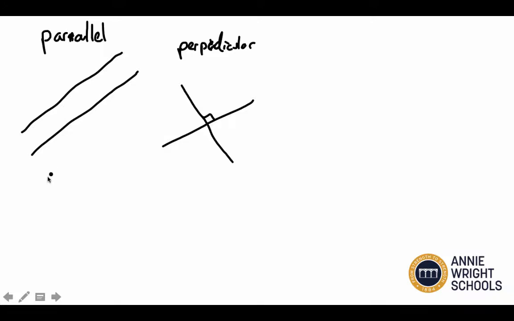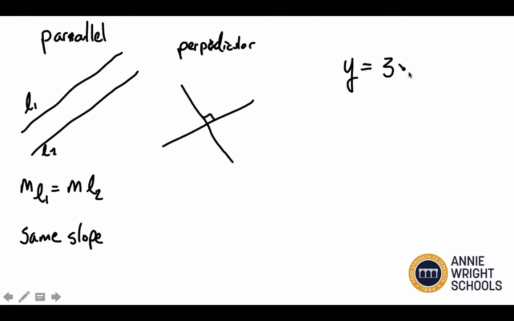And you just need to know that parallel lines, if this is line 1 and this is line 2, the slope of line 1 is equal to the slope of the second line. Parallel lines have the same slope. So if I tell you a line is parallel to y equals 3x plus 1, then that means the line we're looking for has a slope of 3. The slope is right there.